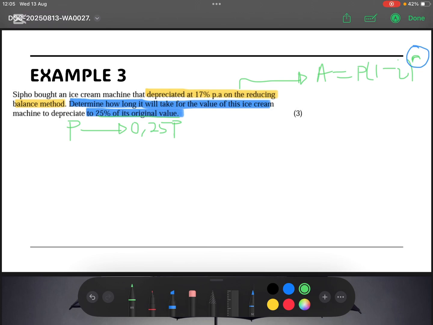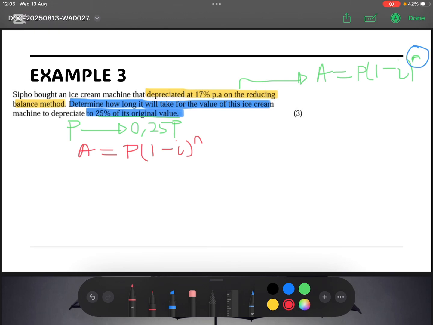And then now we want to know how long it will take for P to be 0.25 of the original amount, which is P. So now let's work it out. We're going to substitute. Then we'll have A equal to P times the interest rate to the power of N.